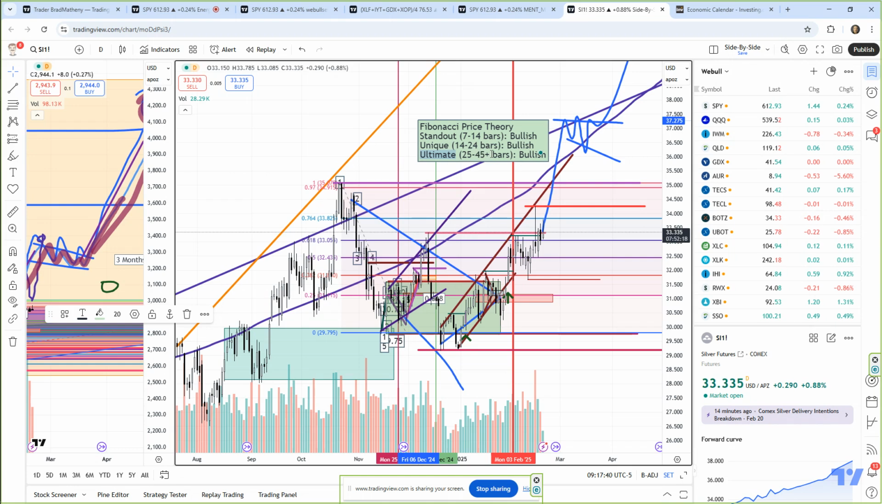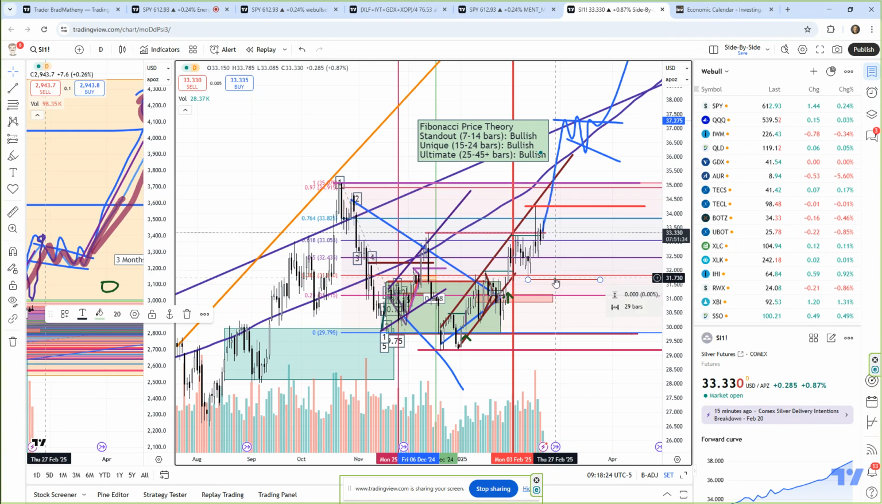It means it hasn't been touched in 45 bars, which means it also hasn't been touched in 14 to 24, and which means it also hasn't been touched between 7 and 14. So you get the idea that an ultimate is a unique and a standout all at the same time. A unique can be and will be a standout, but it doesn't necessarily mean that it is an ultimate. So at this point, we have broken an ultimate high. We've set a new ultimate high here. We have the ultimate, meaning the highest price we've seen in recent trading back over here, which would be our long-term breakout. And what we're looking for is gold and silver, in this case silver, to continue to rally.